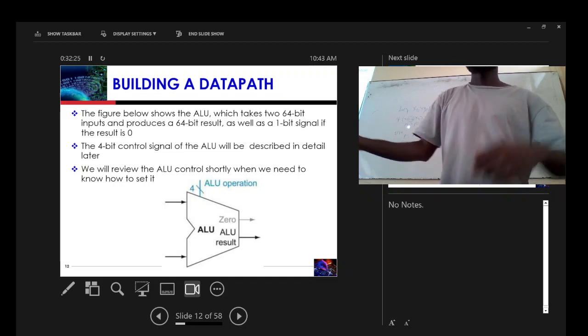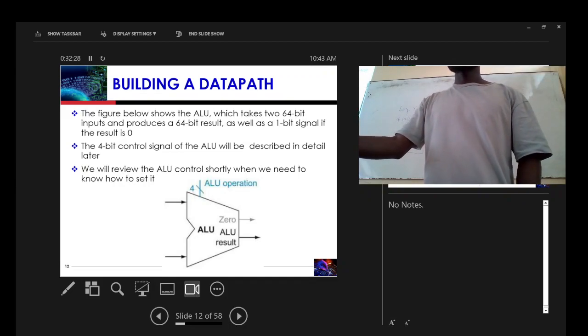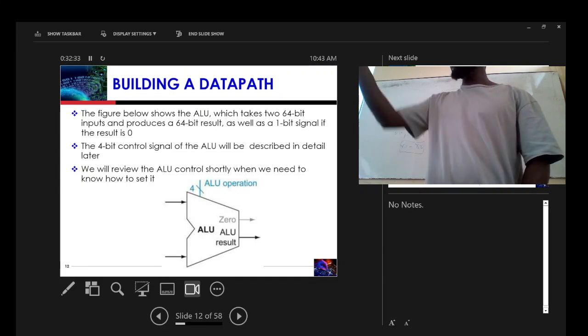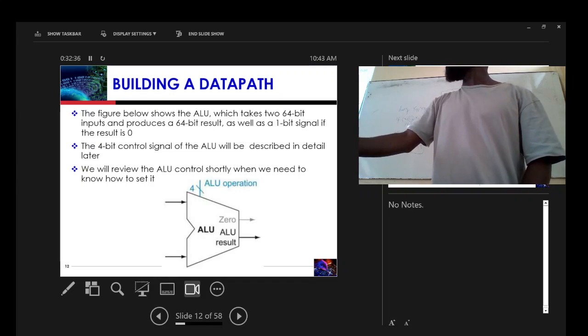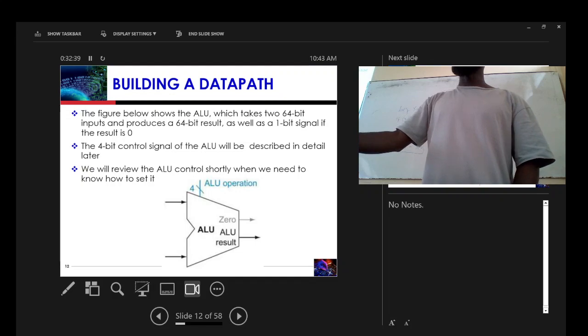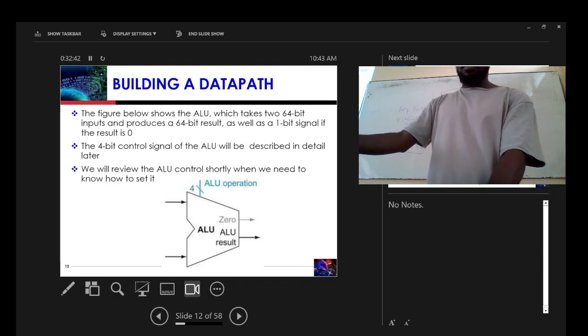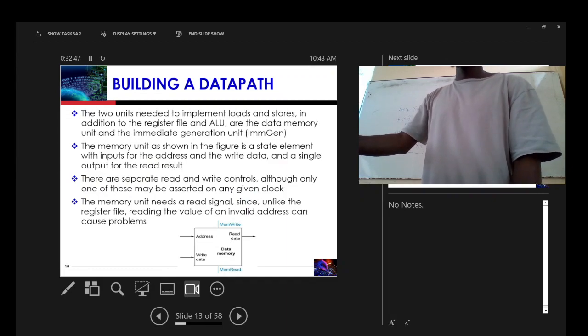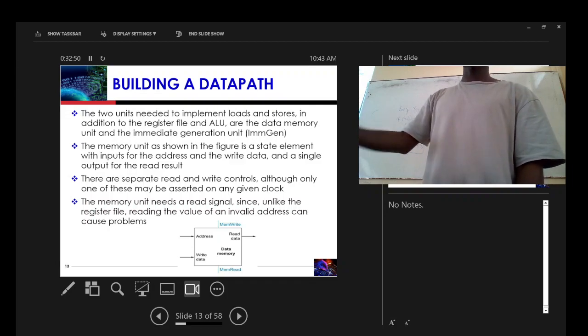When you are trying to find a zero, the operation will just be subtraction. So you do x1 minus x2, and then the zero signal will check if the result is zero or not. So the ALU is performing an operation. Can it perform more than one at a time? No, it performs only one. When it's done with the BEQ, that's when it does the subtraction.